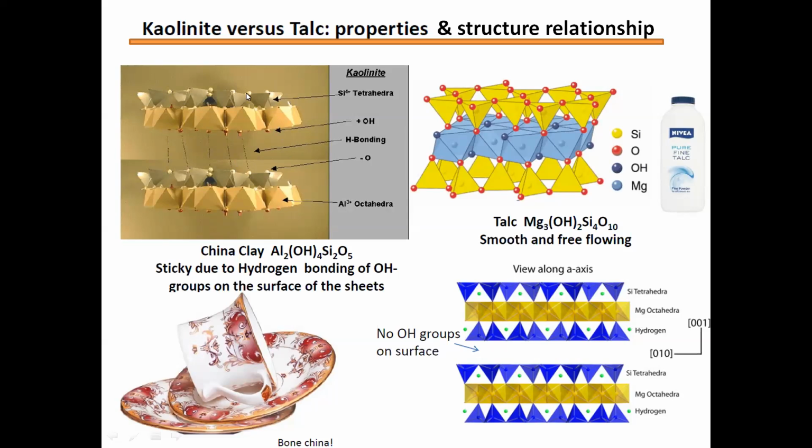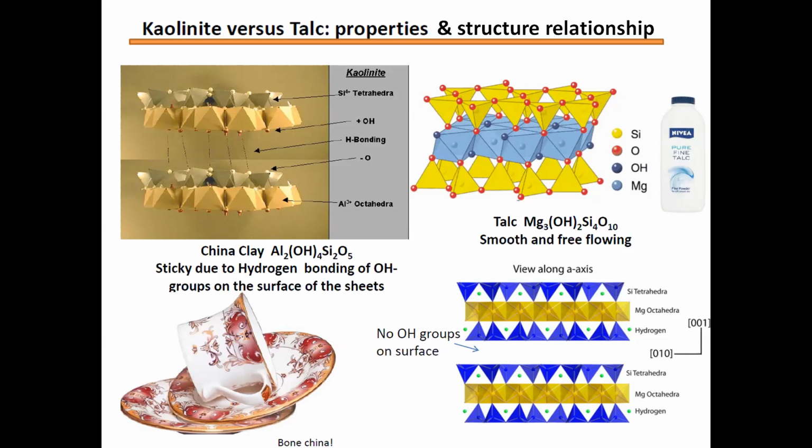Therefore, there is a hydrogen bonding between these two layers, because on one side you have OH, on the other side you have O, and this hydrogen bond makes these layers strongly bound to each other. And that's why, for example, in ceramics, the bone china, we have this kind of utensils in our homes, which is made from china clay or bone china. These are common names, which contain kaolinite, and they are strong because they have hydrogen bonds.